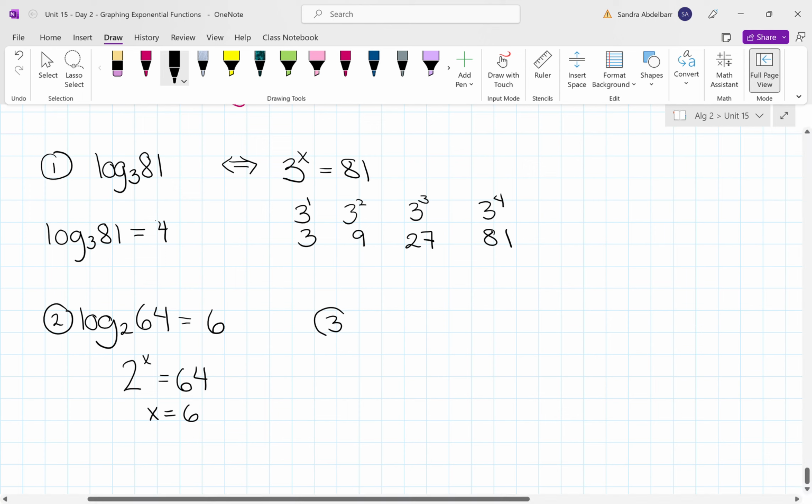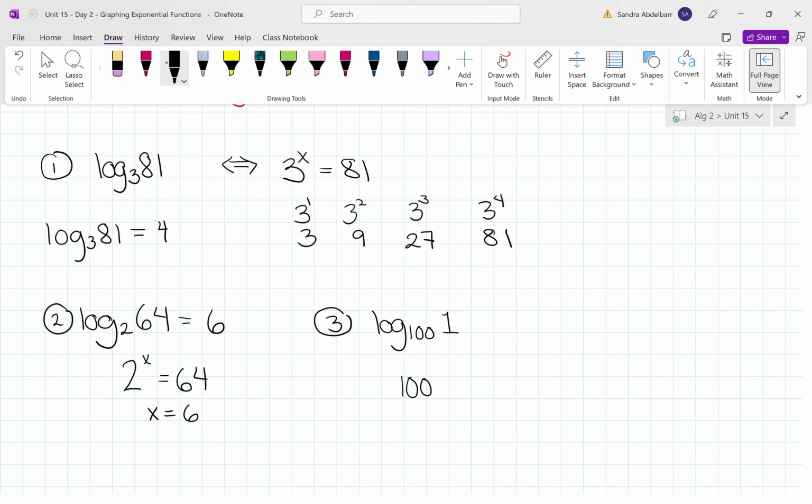All right, what about log base 100 of 1? What is this asking us? This is asking us, 100 to what power gives us 1? 0. Isn't anything raised to the 0 power 1? So what does x have to equal? 0. So log base 100 of 1 is 0.